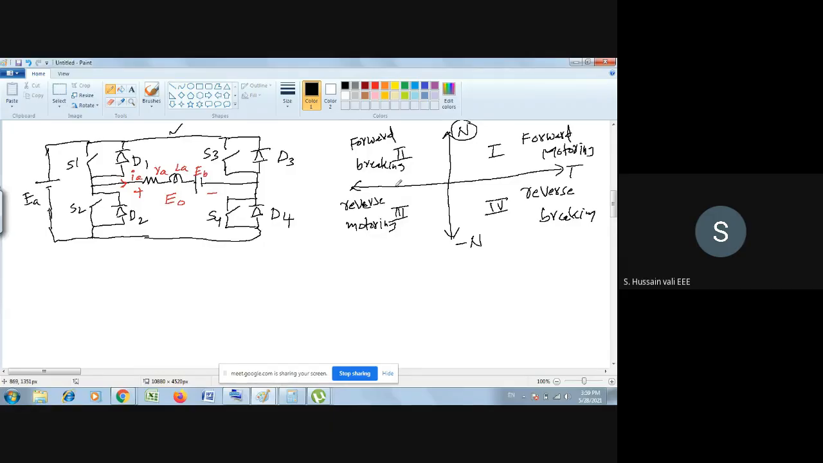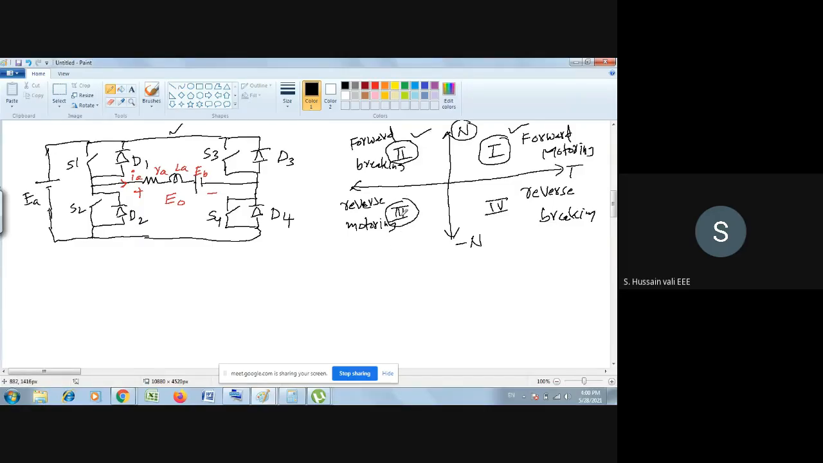This is in the case of a motor. Very simple. If you want to operate the DC machine as forward motoring, then you operate in the first quadrant. The second quadrant is forward braking: you are moving in the same direction, but you want to slow down. That is the second quadrant, forward braking. Now reverse motoring means you want to move in the opposite direction.